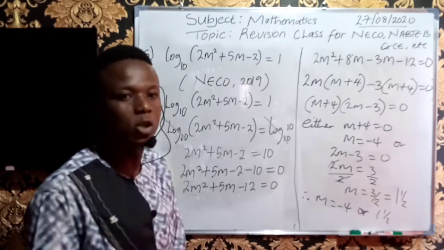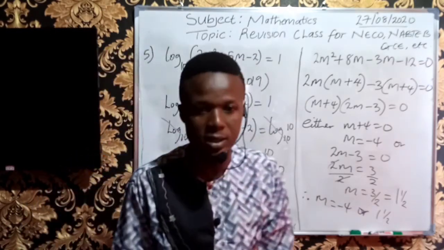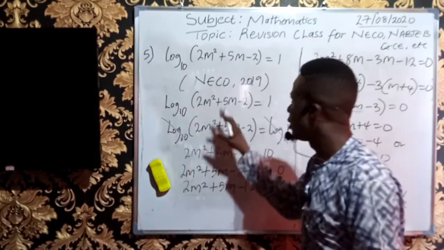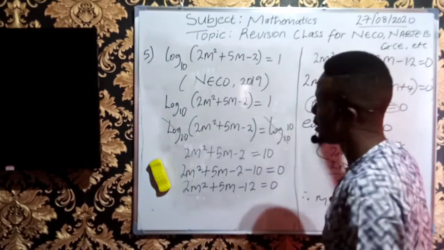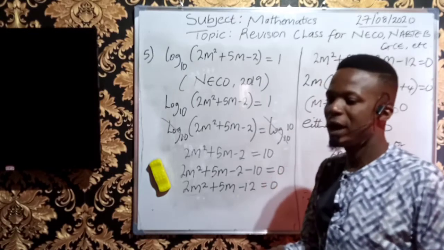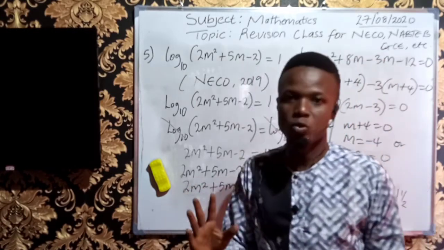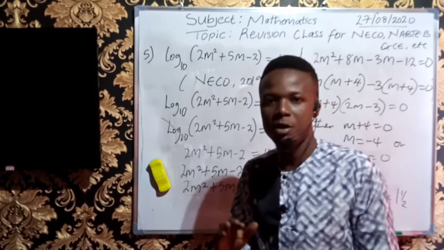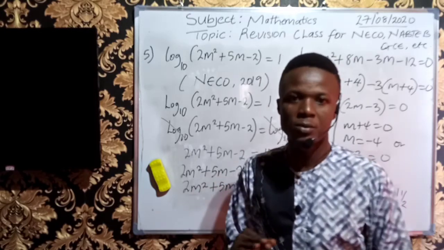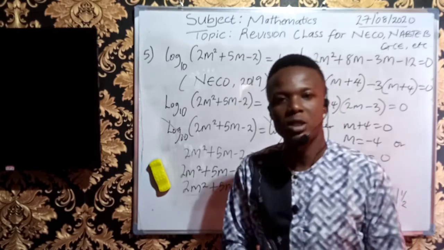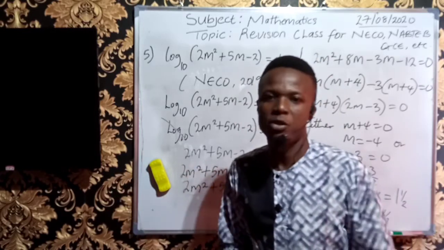You can see that one topic can lead to the other in mathematics. You've seen how logarithm led us into quadratic equation. That is why it is very, very important that students should be versatile in whatever they do, because you might learn logarithm very well and you don't know quadratic equation. Logarithm can lead you into quadratic equation and you'll be stopped along the line.